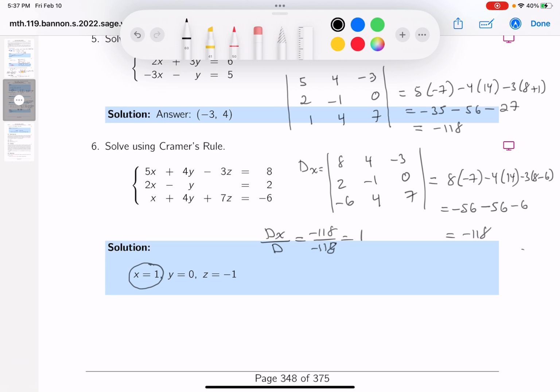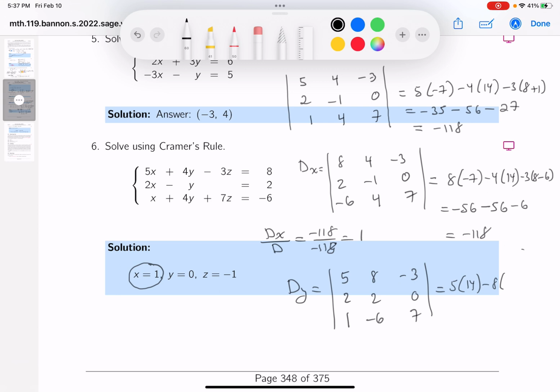Let's put down dy. And dy, let's write this down, the coefficient of x is 5, 2, 1. The constant's 8, 2, minus 6. And let's see what else you get. Minus 3, 0, 7. All right, let's write it down. I don't know if I can squeeze it in there. So it's going to be 5. 2 times 7 is 14. I'm not going to write the 0 down, by the way. Then minus 8. And let's see what you get there.